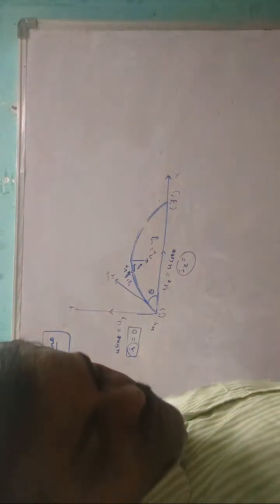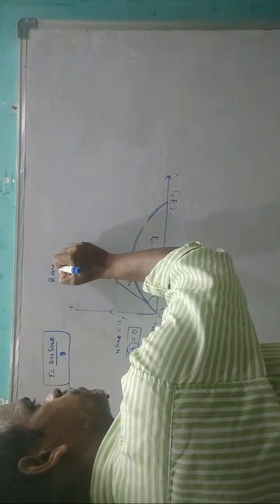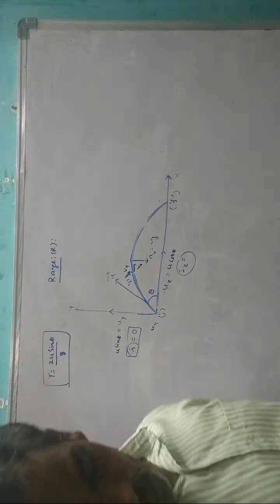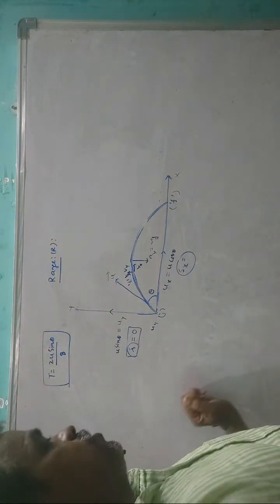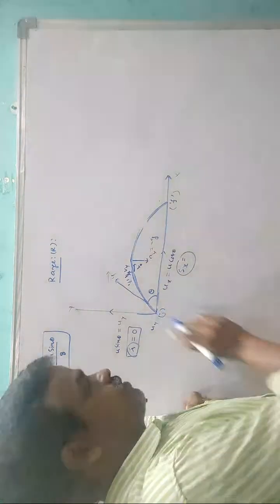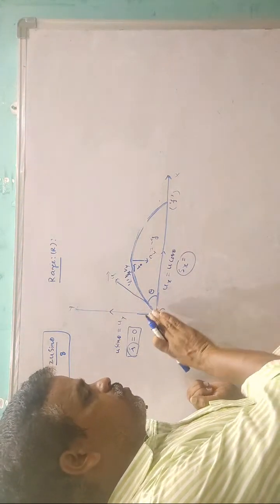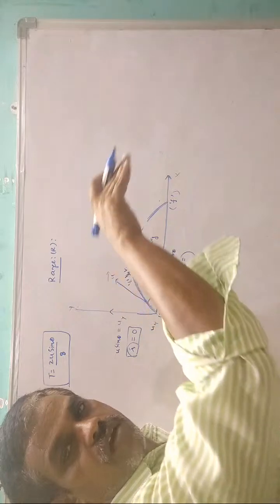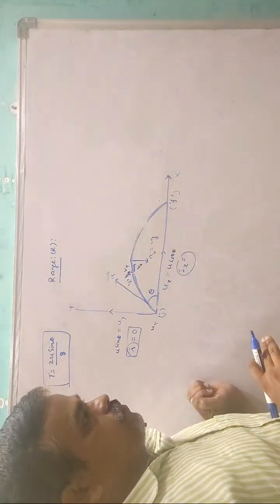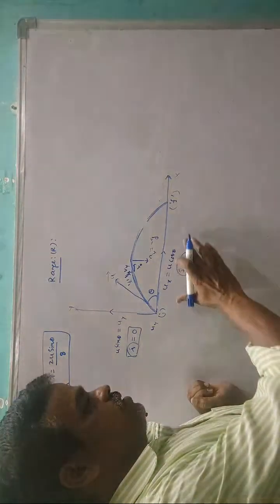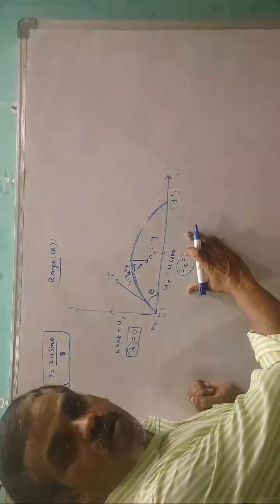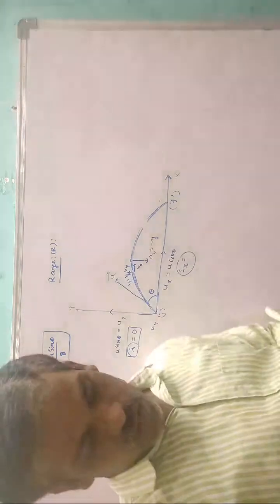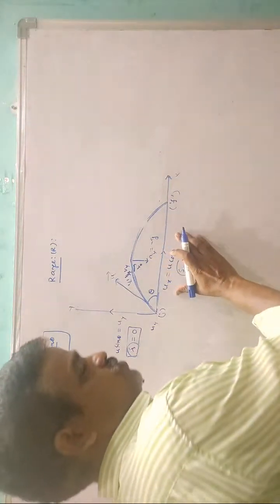Now range, I am giving range. See, range is R. So what is the range here? Range means the body is projected from here, making an angle with the horizontal, and finally it reaches the x-axis. It falls on the x-axis. So this horizontal displacement covered by the projected body is nothing but the range of the body.